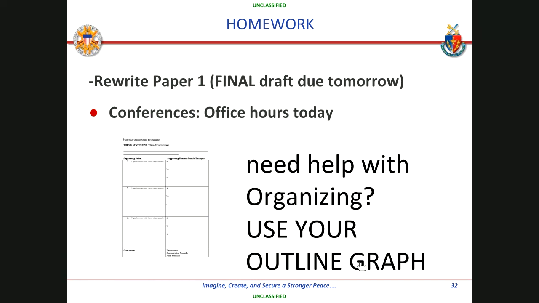Okay, so for your homework, rewrite paper 1. I will be online if you want office hours. We can talk about your paper. Just send me a message or an email that says, hey, can we talk about my paper? And then I sent you an organization chart, an outline graph, to help you organize your paper.